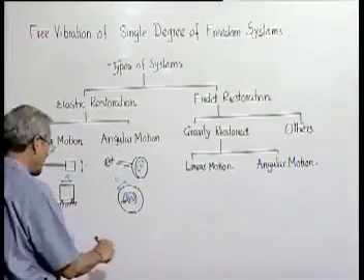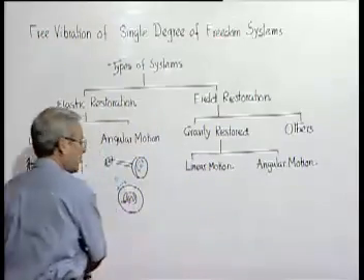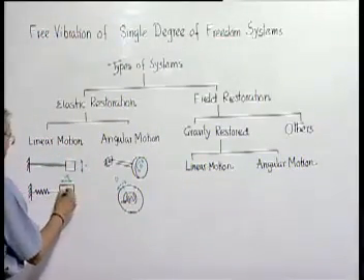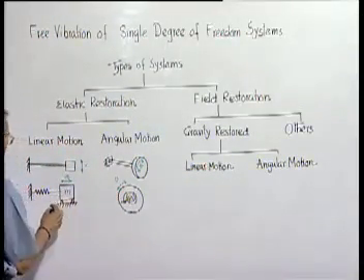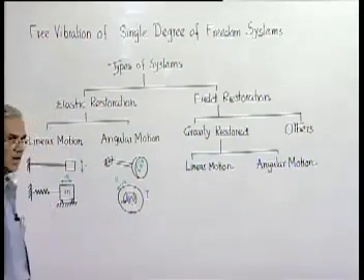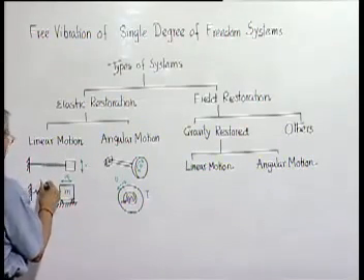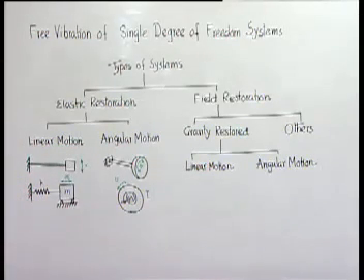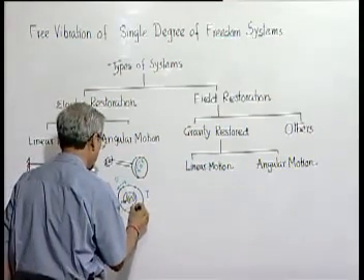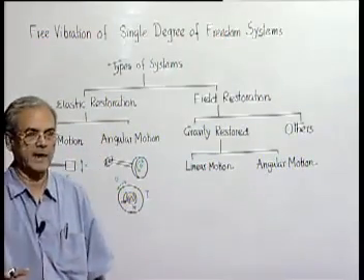In this case, the inertial property is represented by mass. Here the inertial property is represented by moment of inertia. The stiffness in this case is represented by k, which gives force per unit deformation. Here the stiffness will be represented by capital K, which will be torque per unit angle of rotation.